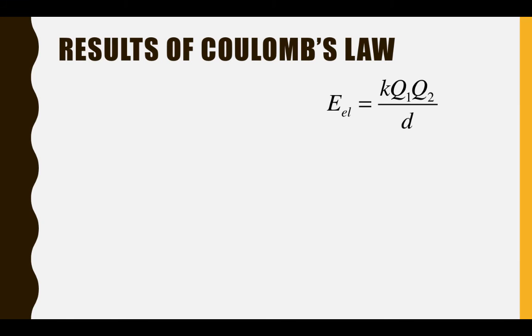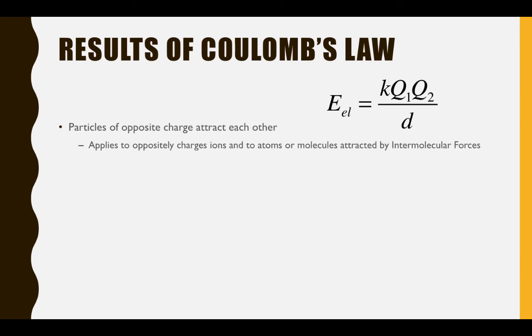So what does Coulomb's law mean to us? Well, as we said, we're focusing on oppositely charged particles here. So first, Coulomb's law tells us that oppositely charged particles attract each other. This applies to both oppositely charged ions and to atoms or molecules attracted by intermolecular forces. This also applies to atoms in a covalent bond that aren't charged in the way we usually think. We'll deal with this more when we talk about bonding in a later unit.